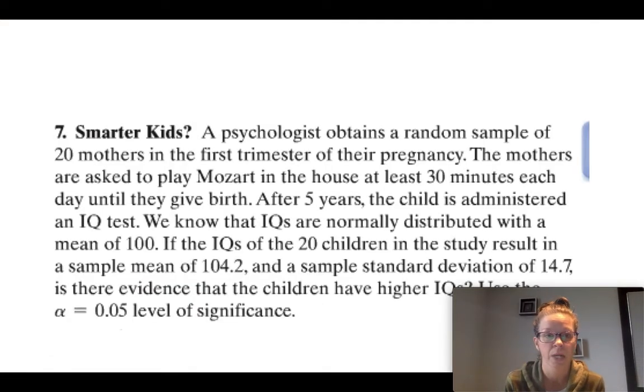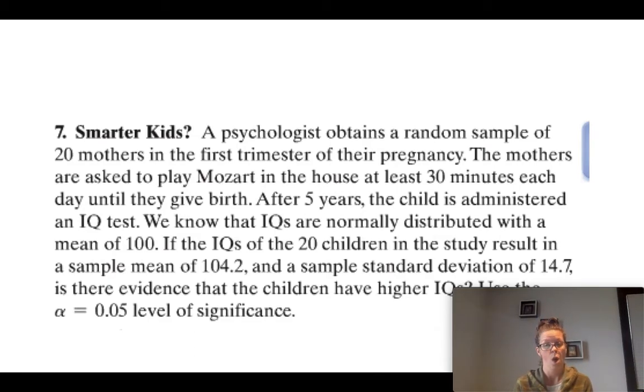A psychologist obtains a random sample of 20 mothers, so kind of a small sample, in their first trimester. The mothers are asked to play Mozart at their house for at least 30 minutes. After 5 years, the child is given an IQ test. We know IQs are normally distributed, so it's okay that we have a small sample, and the mean is 100. If the IQs of the 20 children in this study have a mean of 104.2 and a standard deviation of 14.7, is there evidence that these children have higher IQs?